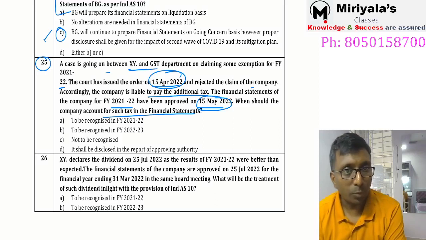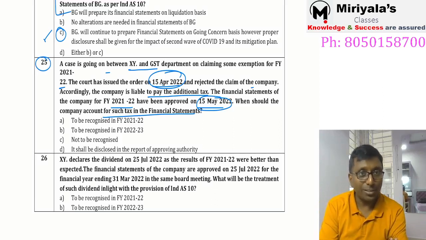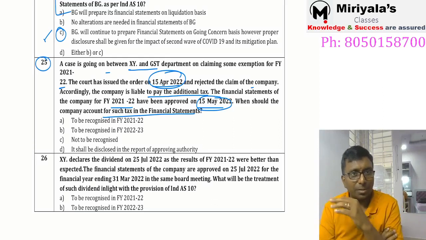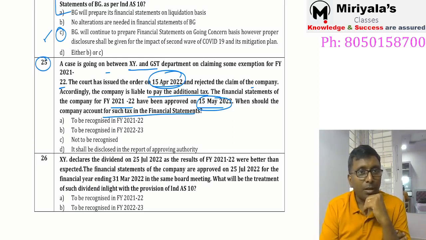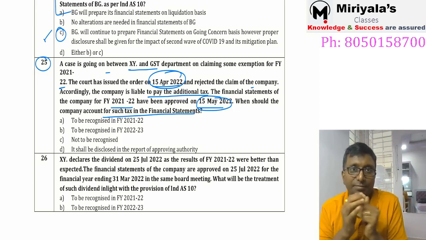To be recognized in the last year, that is 2021-22, or to be recognized in the next year, that is a non-adjusting event, right? Not to be recognized. Okay, that is a different answer. It shall be disclosure. Disclosure is sufficient. Is it? See, this case is going on.